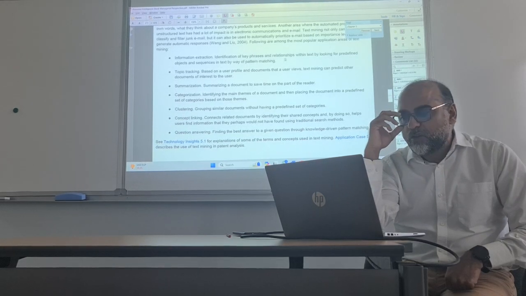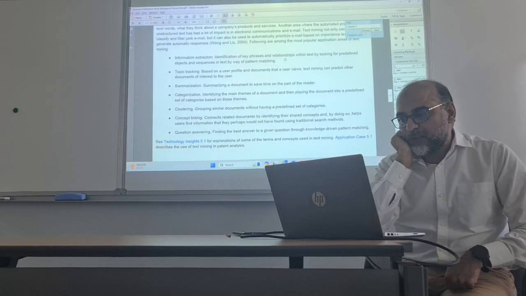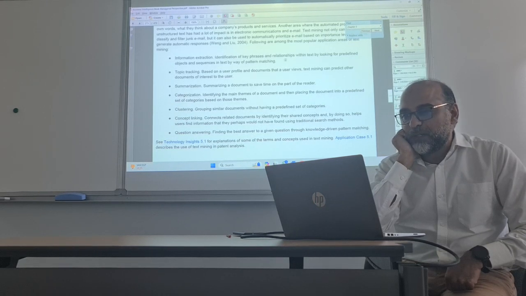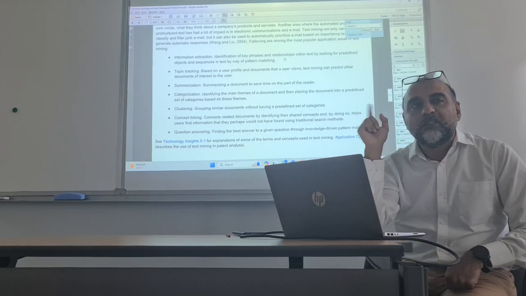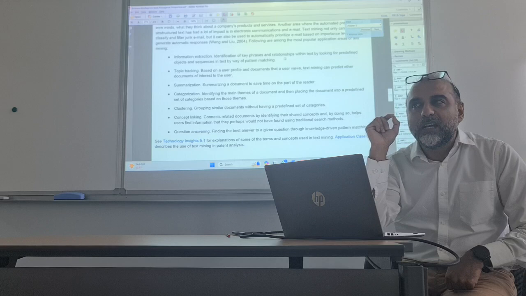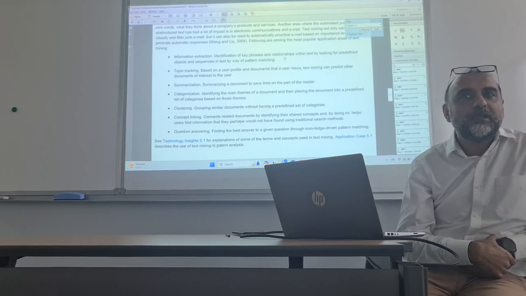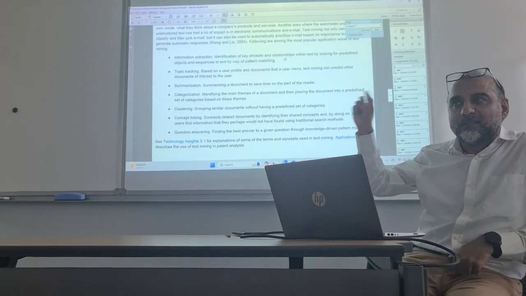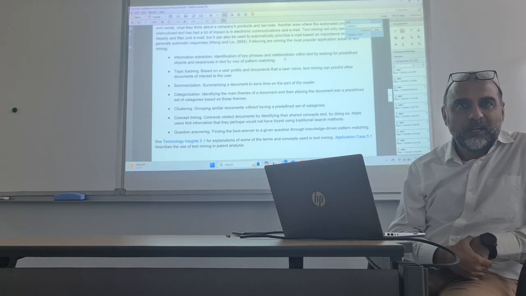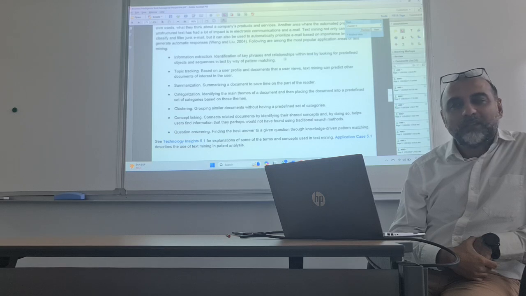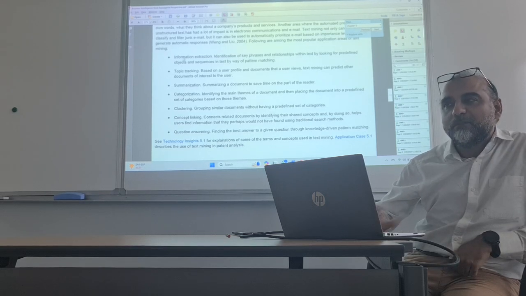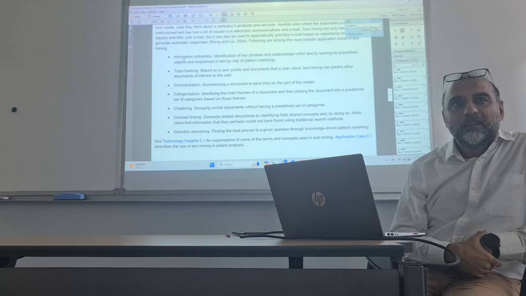Okay. Then topic tracking: based on user profile and documents that a user uses, text mining can predict other documents of interest. So the keyword here is tracking, meaning that the documents that I normally read have certain phrases in them, right? Then you find another document that is carrying the same information, same phrases. Like keywords? Kind of, you can see it like keywords.